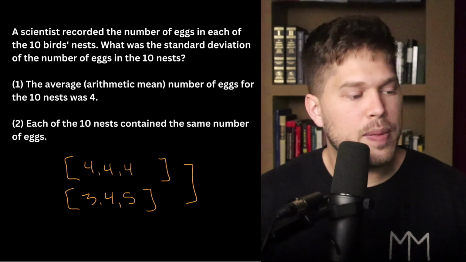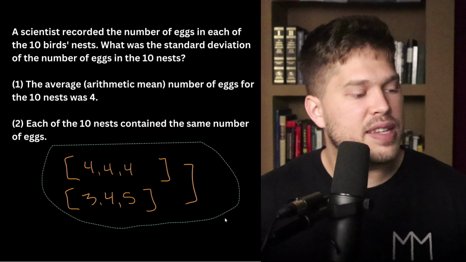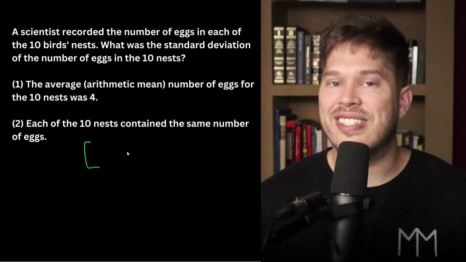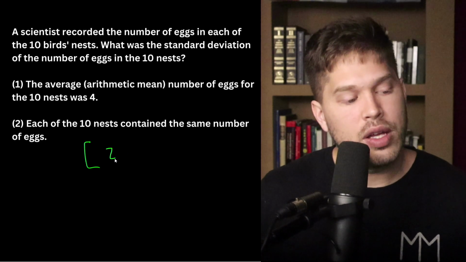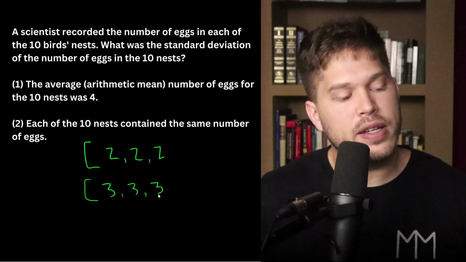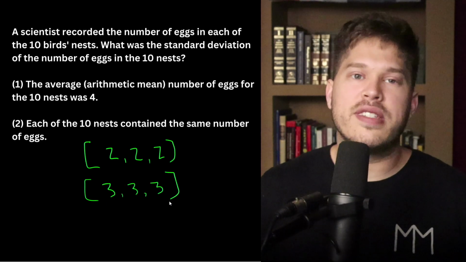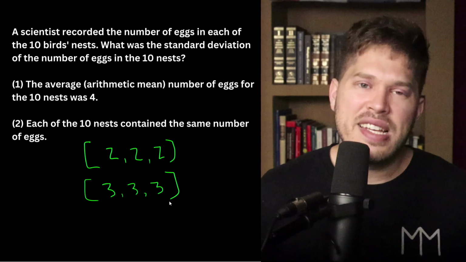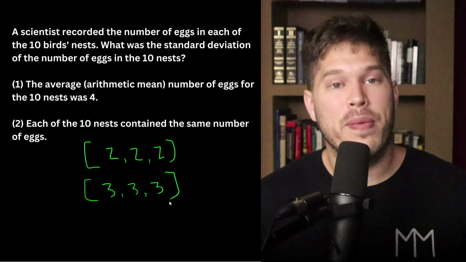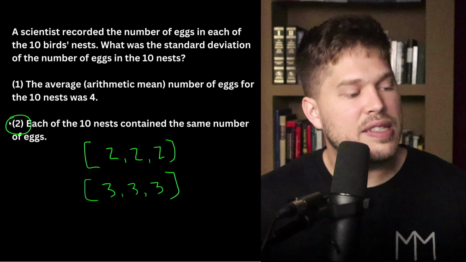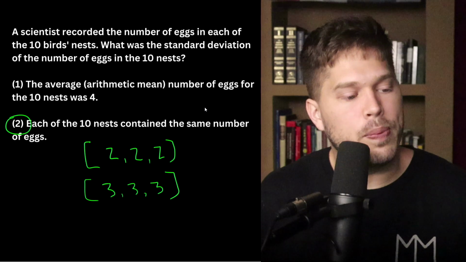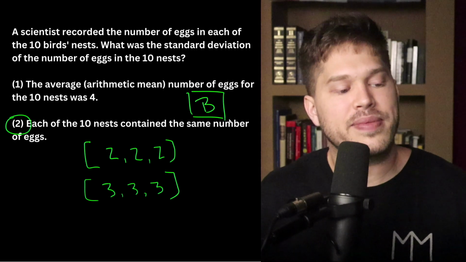What about statement 2? Statement 2 says each of the 10 nests contains the same number of eggs. Well, this one's fantastic because if we have 10 nests that contain the same amount of eggs, we could have 2 eggs, 2 eggs, and 2 eggs. We could have 3, 3, and 3. We could have 4, 4, and 4. It doesn't so much matter the number of eggs, since all of the numbers are uniform, our standard deviation will be 0. Therefore, statement 2 is sufficient to answer our question of what our standard deviation is. So our answer will be answer choice B.